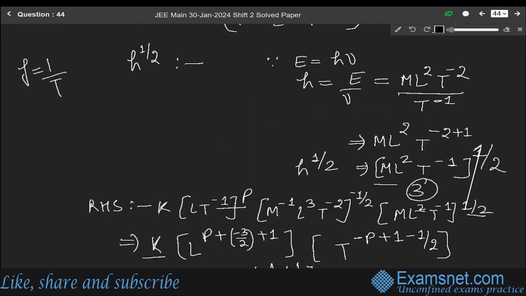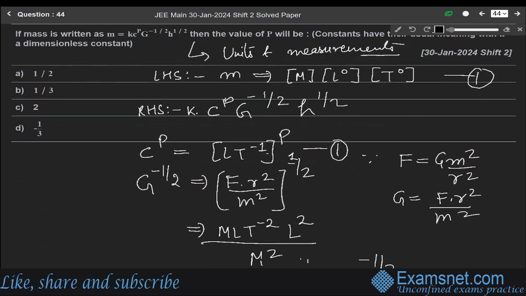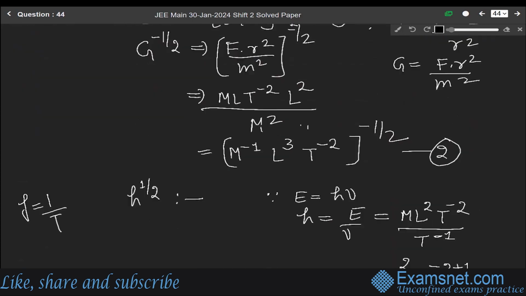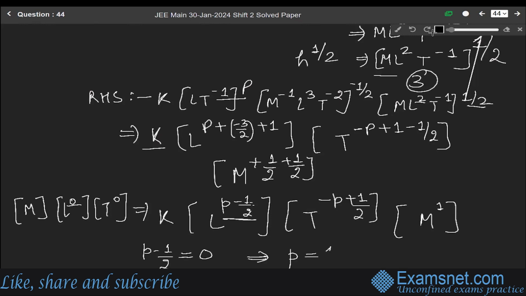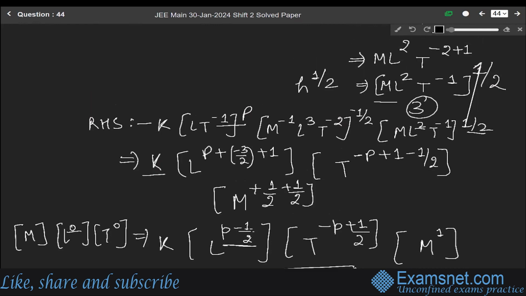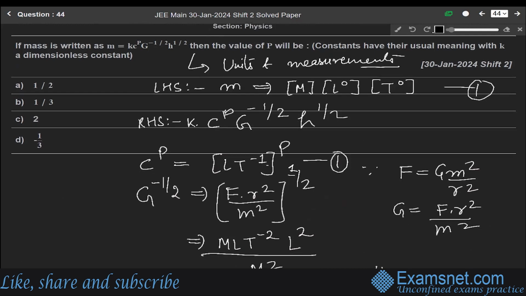And what is the LHS? LHS is M L0 T0. So we have to find the value of p. Now comparing the powers of L from RHS and LHS, p minus 1 by 2 will be equal to 0. This implies that p equals 1 by 2. So our correct answer is p equals 1 by 2, option A. Now next question 45.